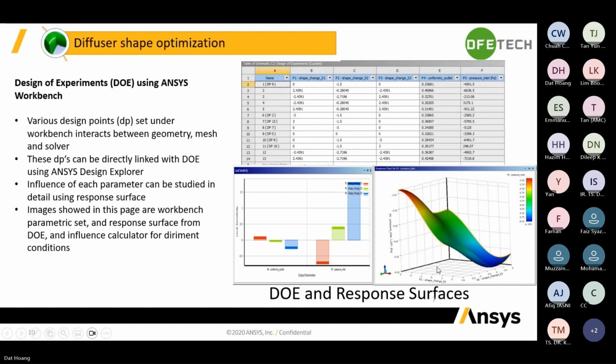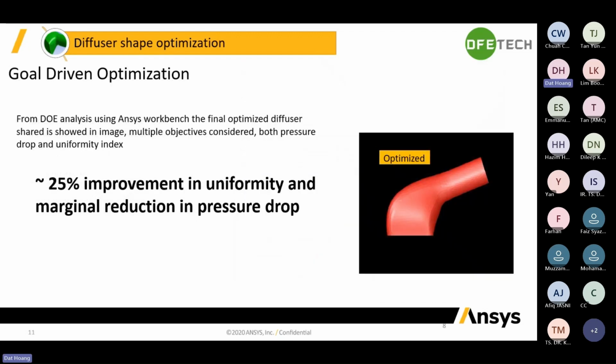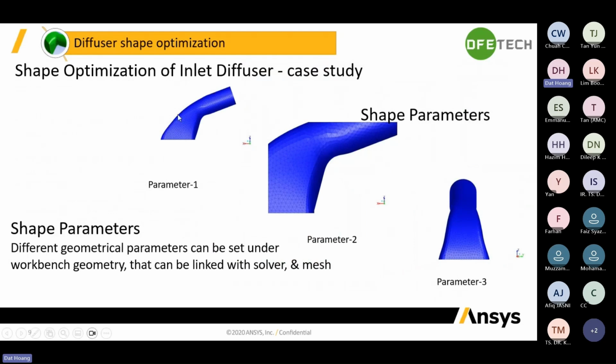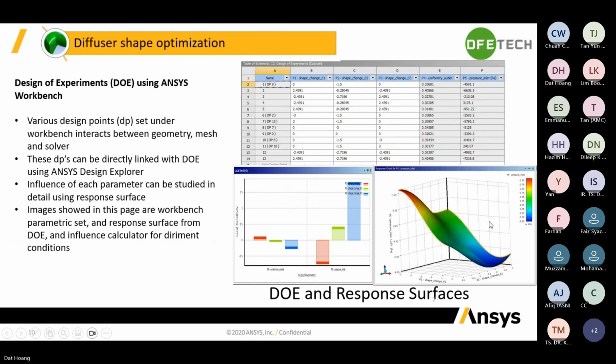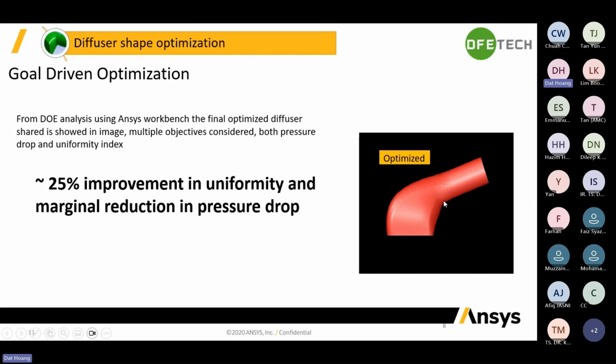And with all of these things, we come to a very significant improvement. We can achieve a 20% improvement in the uniformity, and also a very good reduction in the pressure drop. So here is the final optimized shape. We can see it is much different from the initial one. Right? So here is the optimized one.